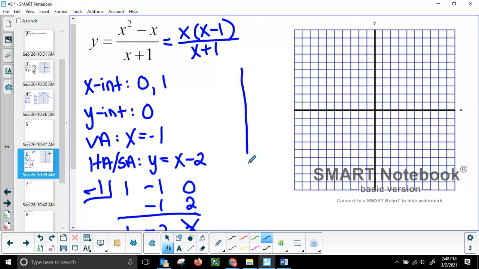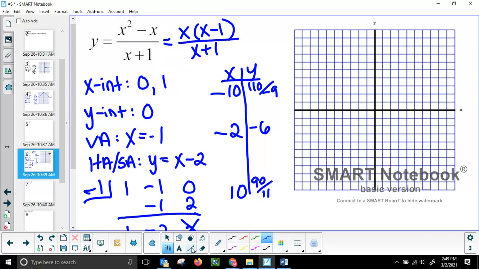We can still do some extra points here. We can do our -10 and 10. We have a vertical asymptote at -1, so -2 would be to the left of it, 0 would be to the right of it. Of course, we don't need that because of our y-intercept. So if we plug this in here, we're going to get 110 over -9. When we plug -2 in, we get 6 over -1, so -6. And when we plug 10 in, we get 90 over 11.